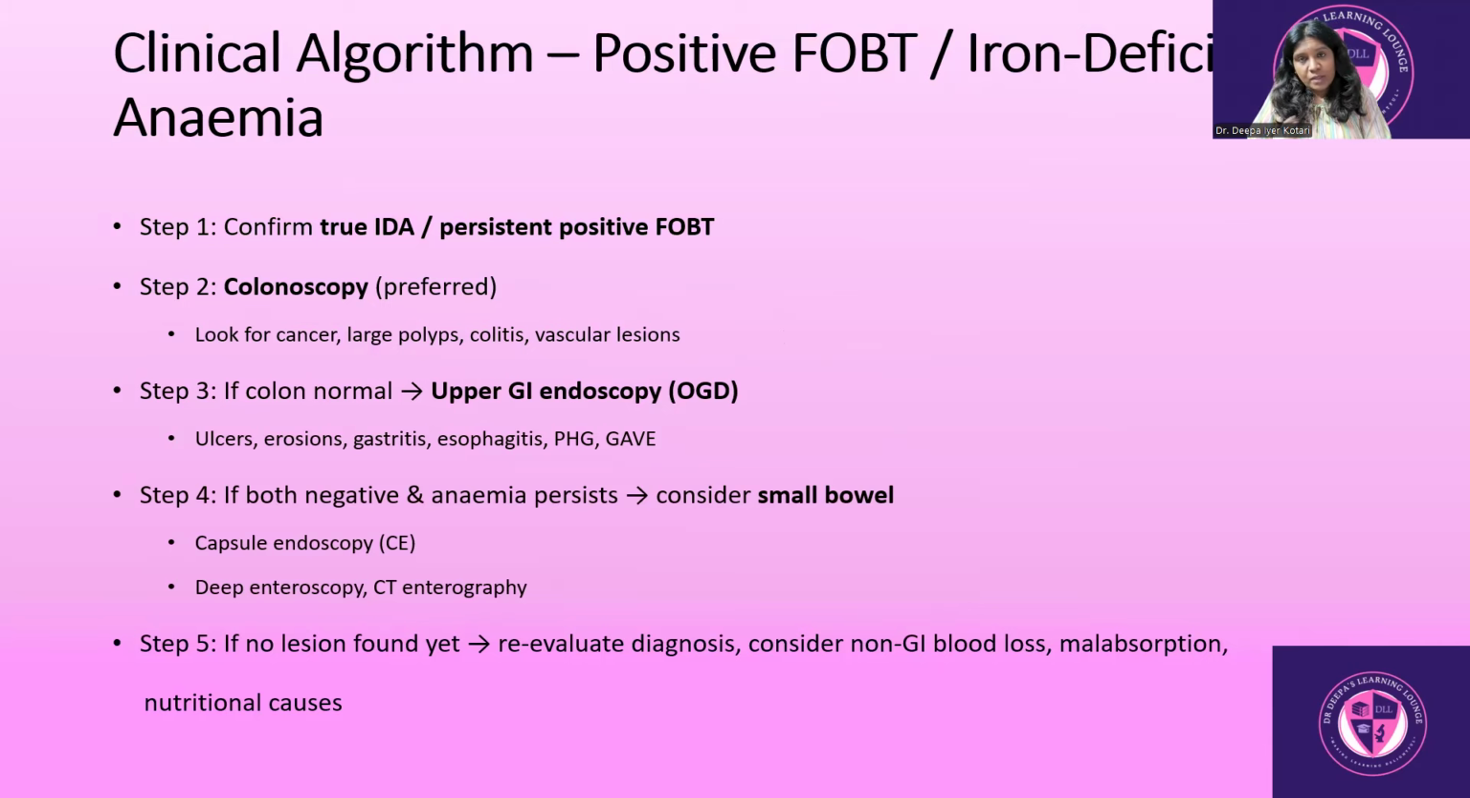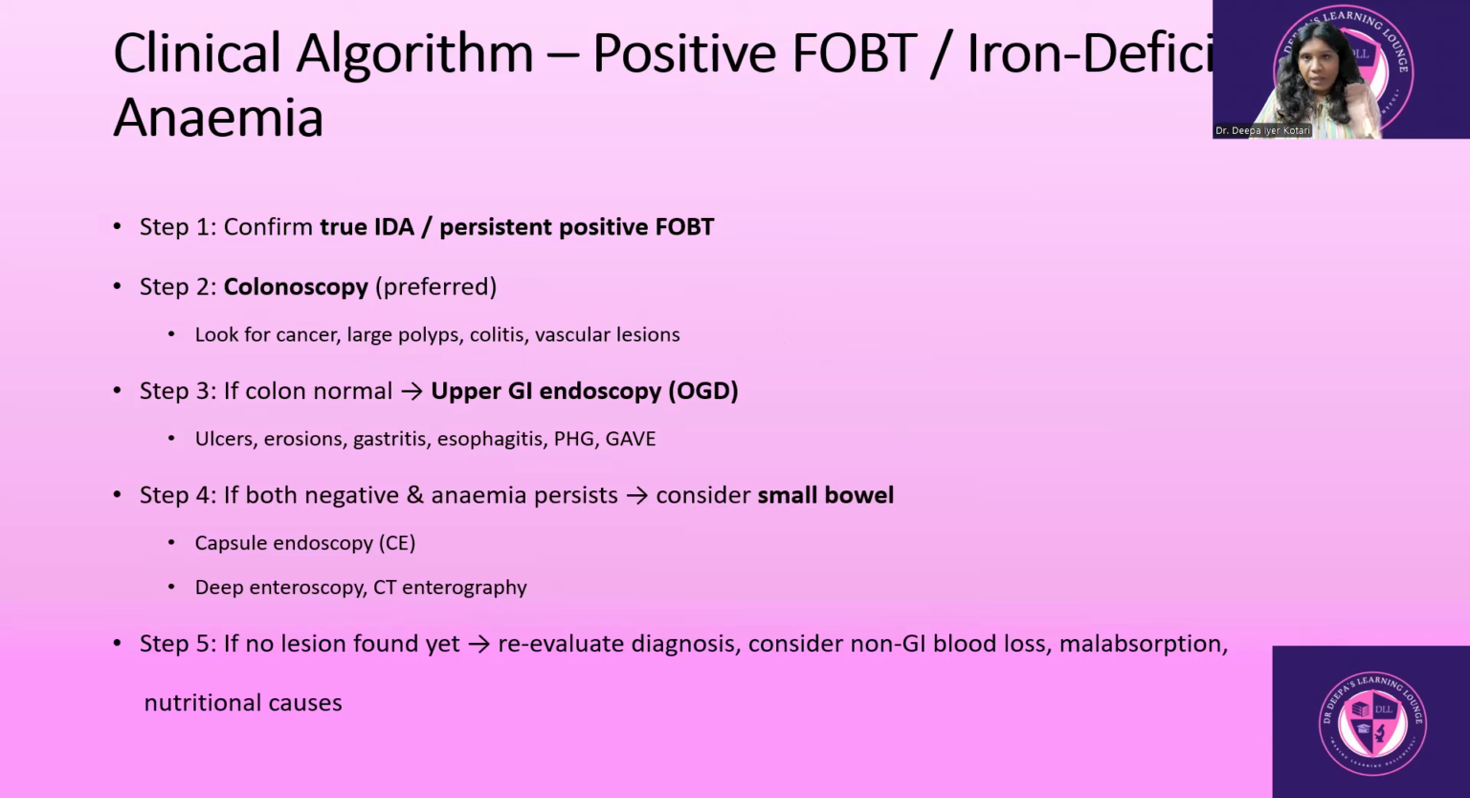If you have looked at the colonoscopy and the colon is absolutely normal, the attention next has to be drawn to the upper GIT. In the upper GIT, you have to look for peptic ulcerations, erosions, esophagitis, portal hypertension, hypertensive gastropathy, gastric ectasias, any bleeding lesions, or a malignancy in the stomach.